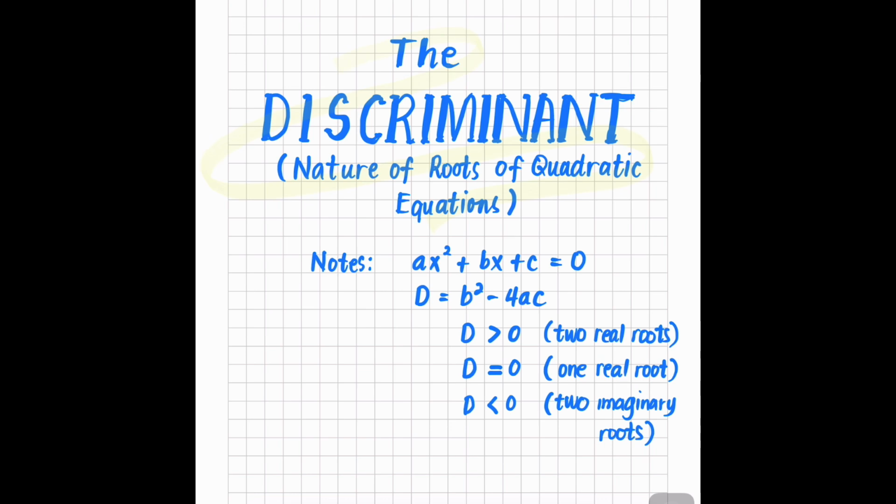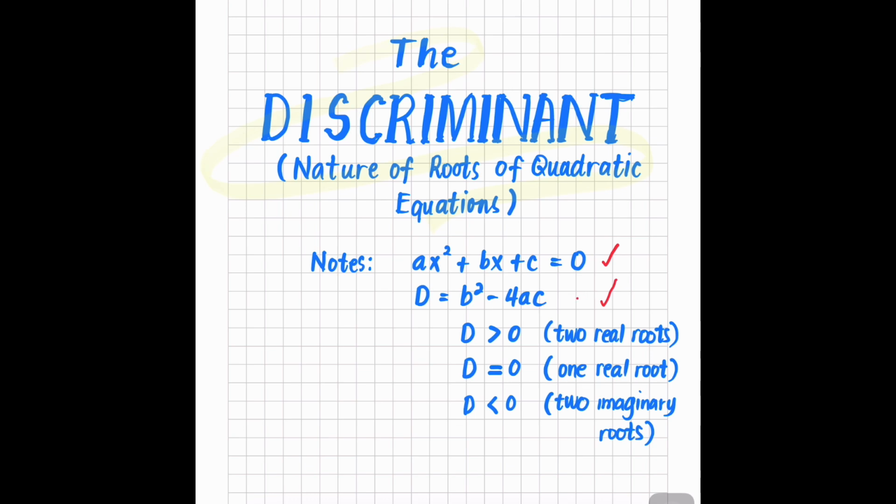Today, you will be learning about the discriminant, or the nature of roots of quadratic equations. There are a few important things that we need to remember. The first one is the standard form of a quadratic equation, which is ax squared plus bx plus c equals 0. We need to make sure that every equation is arranged in this form before we proceed with identifying the discriminant by using the formula discriminant is equal to b squared minus 4ac.